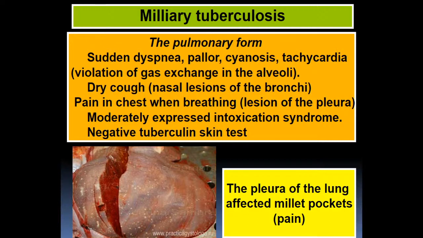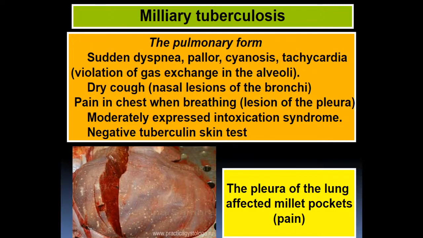The pulmonary form of miliary tuberculosis: sudden dyspnea, pallor, cyanosis, tachycardia, violation of gas exchange in the alveoli, dry cough, lesions of the bronchi, pain in the chest when breathing, lesion of the pleura are characteristic, moderately expressed intoxication syndrome, and a negative tuberculin skin test is characteristic for miliary tuberculosis because miliary tuberculosis can form in patients with low immunity.